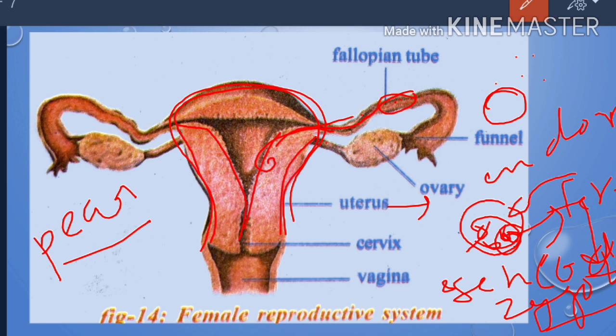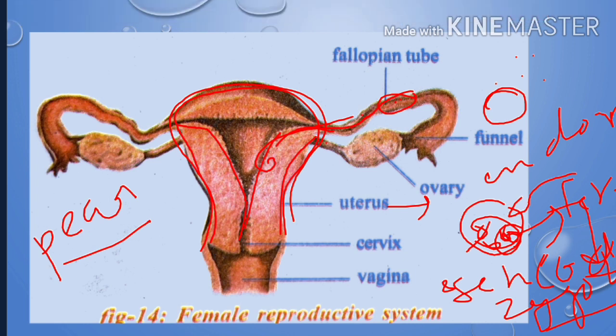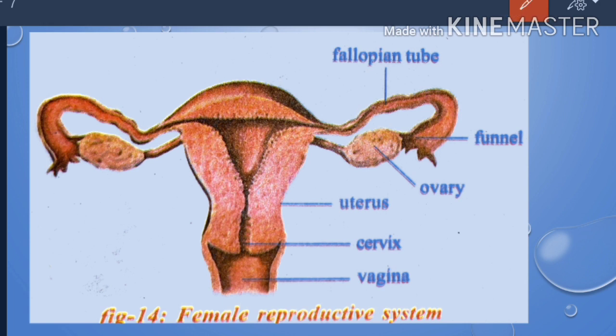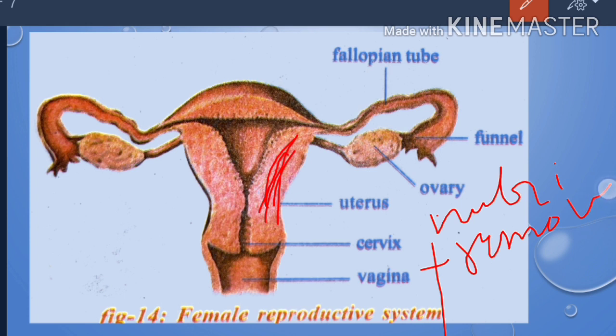Here 2 things we should remember. What is the first one? If fertilization takes place, that means the fusion of male and female gametes has happened, the embryo will be developed and it will reach the uterus. Then the inner walls of the uterus will supply nutrition to this embryo, and it will also remove the waste from the embryo. This happens when fertilization takes place.